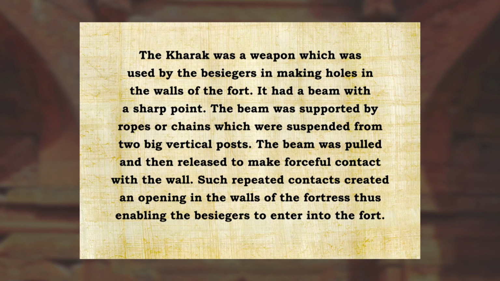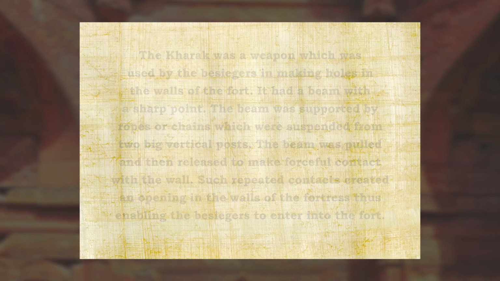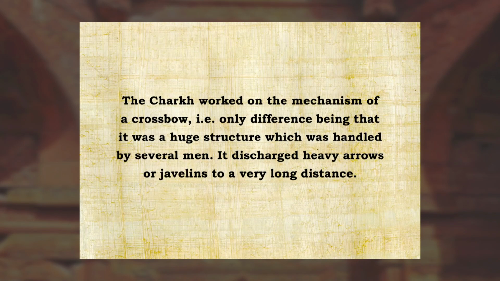The beam was supported by ropes or chains which were suspended from two big vertical posts. The beam was pulled and then released to make forceful contact with the wall. Such repeated contacts created an opening in the wall of the fortress, thus enabling the besiegers to enter into the fort. The chark worked on the mechanism of a crossbow, the only difference being that it was a huge structure which was handled by several men.